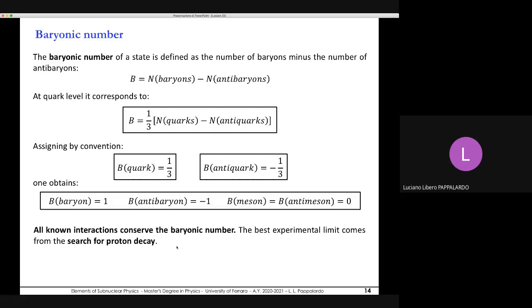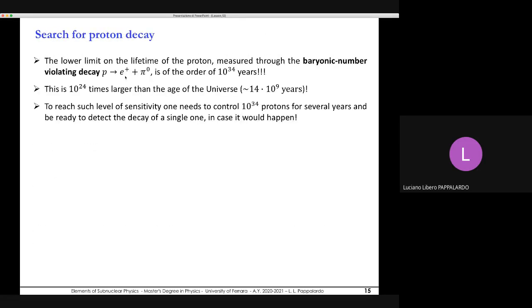So we assume today that the proton is a stable particle, okay? But we are not 100% sure, okay? It's possible that the proton might also decay into lighter particles. So the lower limit on the lifetime of the proton, measured through the baryonic number violating decay of the proton into a positron and π0, is of the order of 10 to the 34 years.